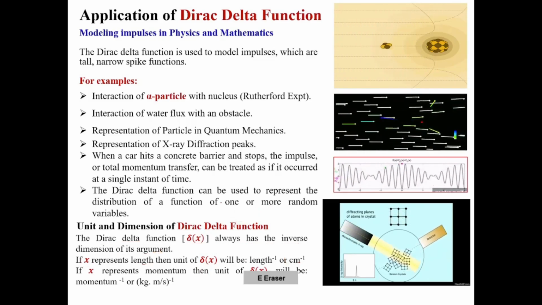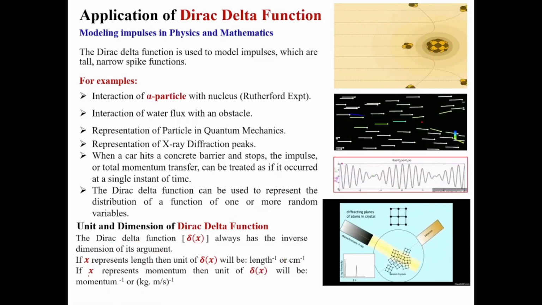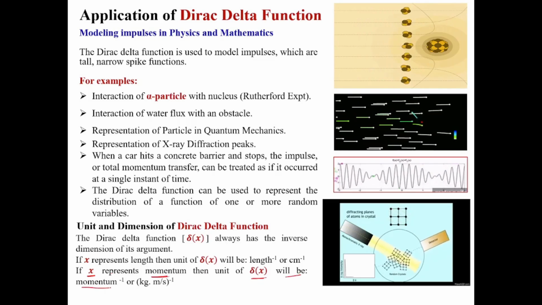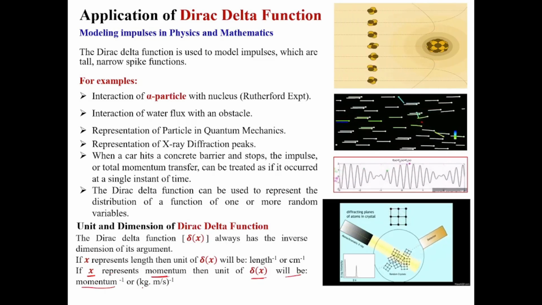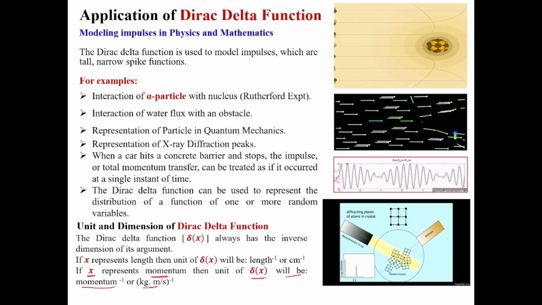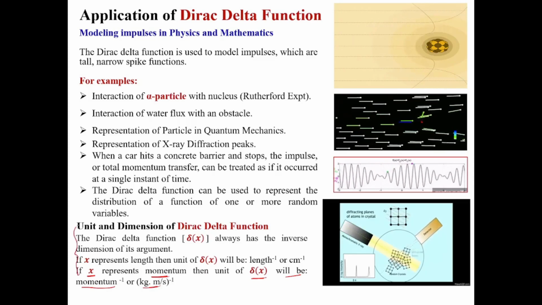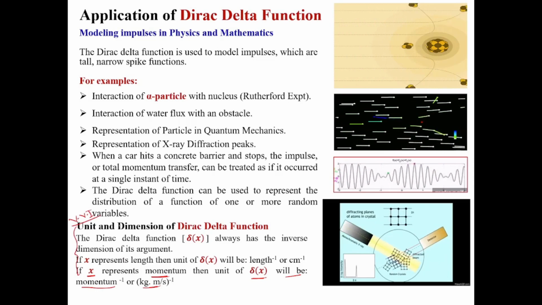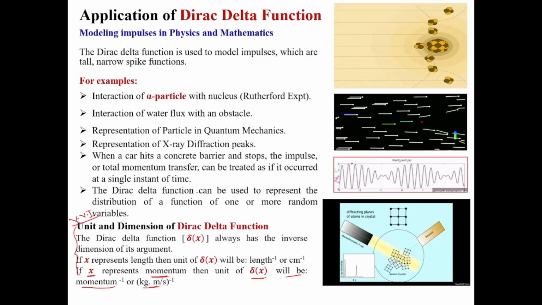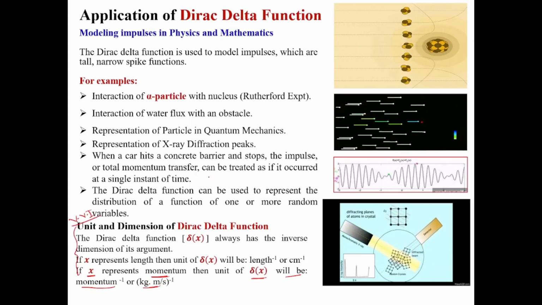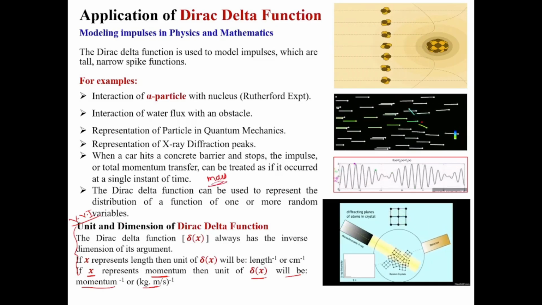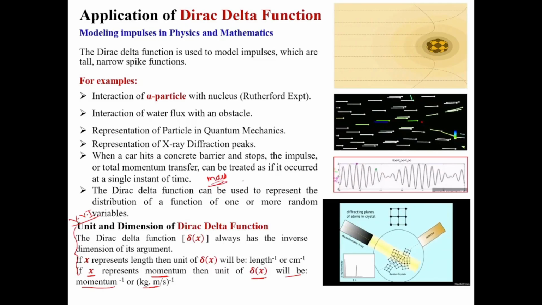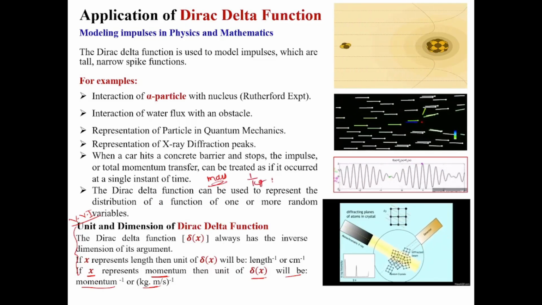Likewise, if x represents momentum, delta x will be the inverse of momentum, and its unit will be inverse of kg meter per second. Just remember this one. It is very, very important. You can mostly find this question in your exam. Suppose x represents mass, then what will be the unit of its delta function? It will be 1 by kg, or kg inverse.